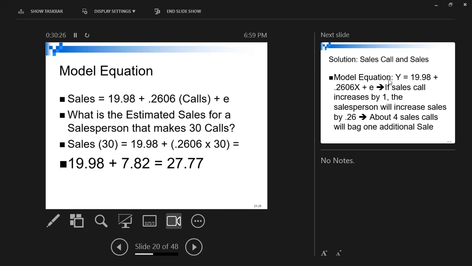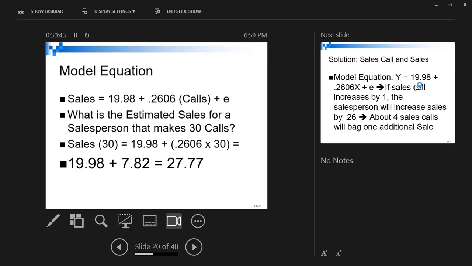So if the salesperson just sits in the office and customers walk into the showroom and talk to salespersons, this person who makes no call is likely to sell 19 copiers a month or a year or a week. We are not told what the time frame is.